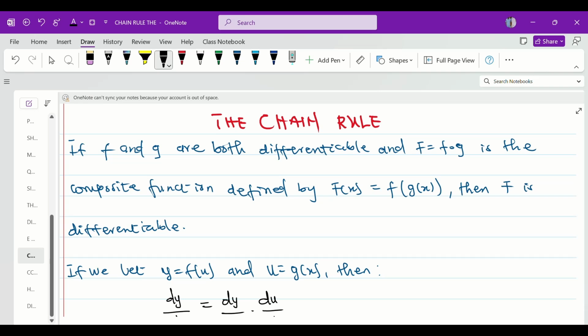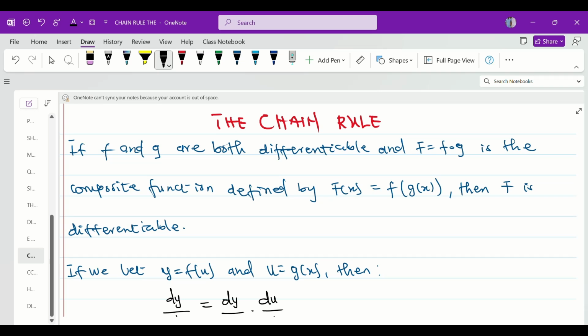So, in today's lesson, we'll be looking at the chain rule, a fundamental rule in differentiation. The chain rule allows us to differentiate composite functions very easily. When we say composite functions, it simply means a function that is contained in another function, or a function inside another function. So that's a composite function. Let's quickly dive in.